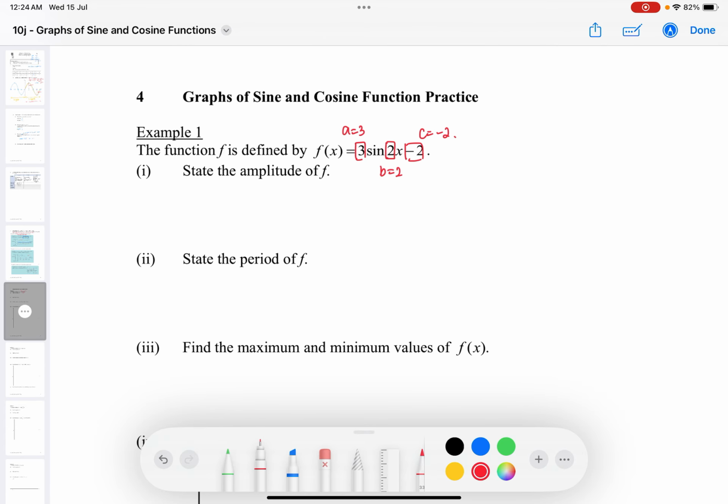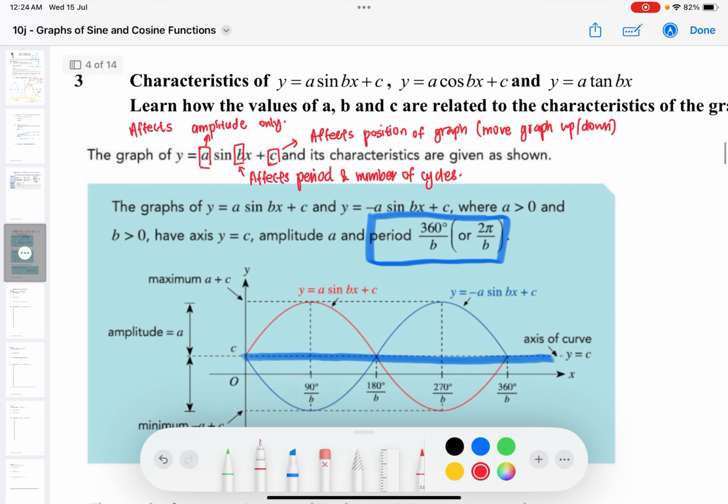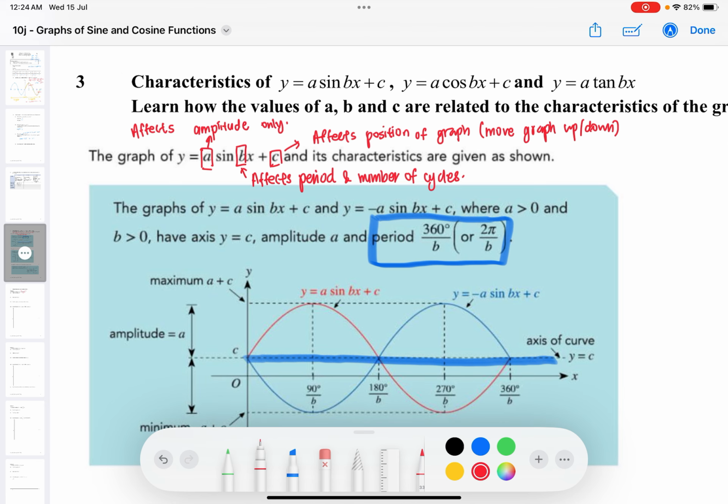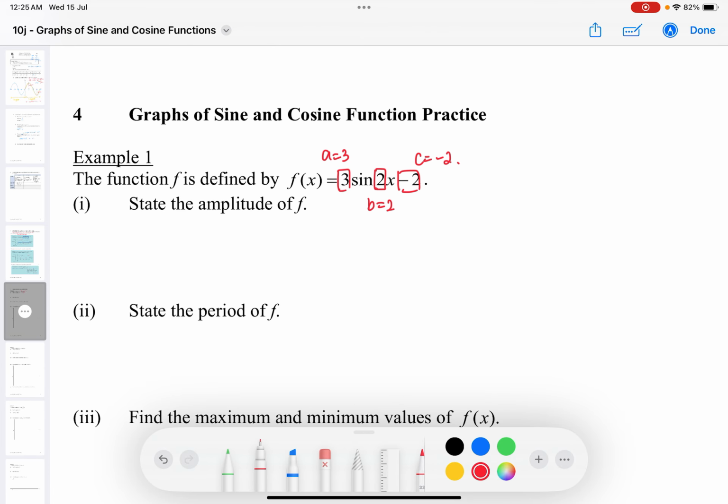In the previous page, we shared that A affects the amplitude, B affects the period as well as the number of cycles, and C affects the position of the graph. That means it affects the maximum and the minimum point, how the graph moves up and down. I'll show you over here. If A is 3, then the amplitude must be 3.